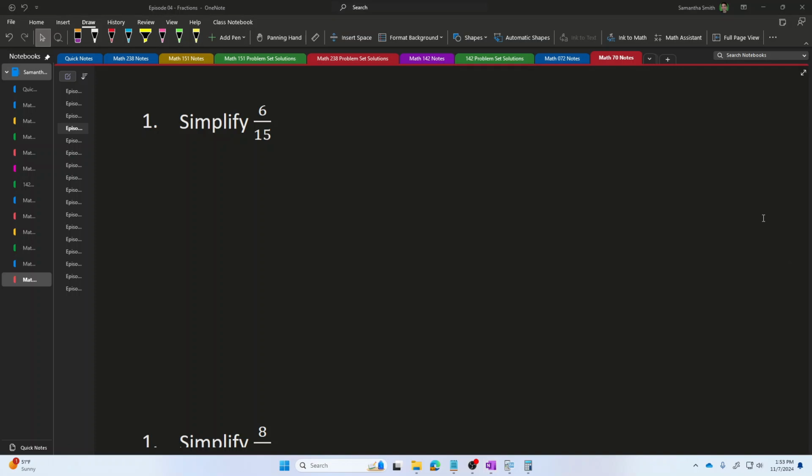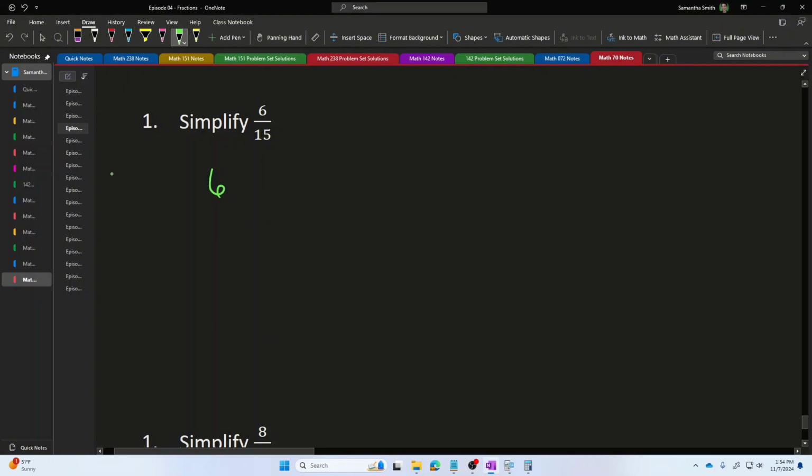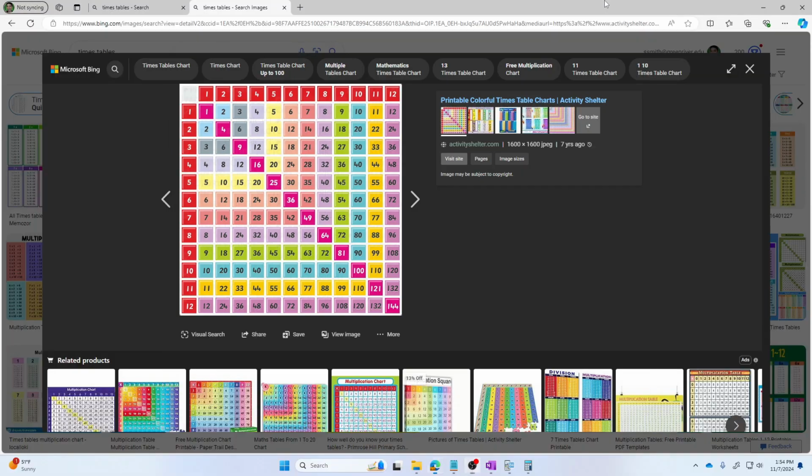Let's have a look at this fraction. Someone says to me, simplify 6 and 15. Is there a number that goes evenly into both 6 and 15? Is there a number that can be divided out of both 6 and 15? There is actually a pretty interesting way to approach this if you have a times table. If you look through the rows of your times table, you can look for a row that contains both 6 and 15.